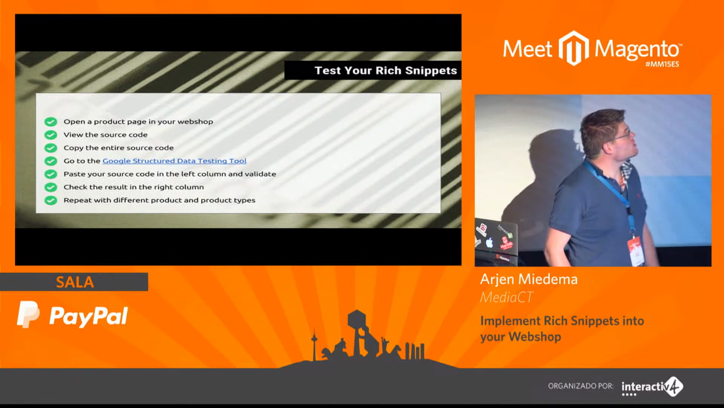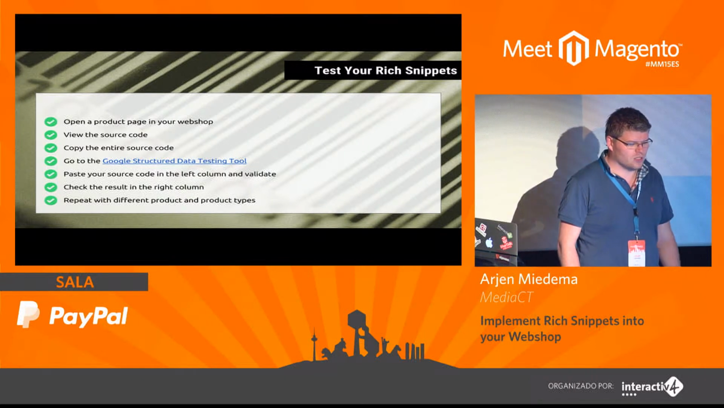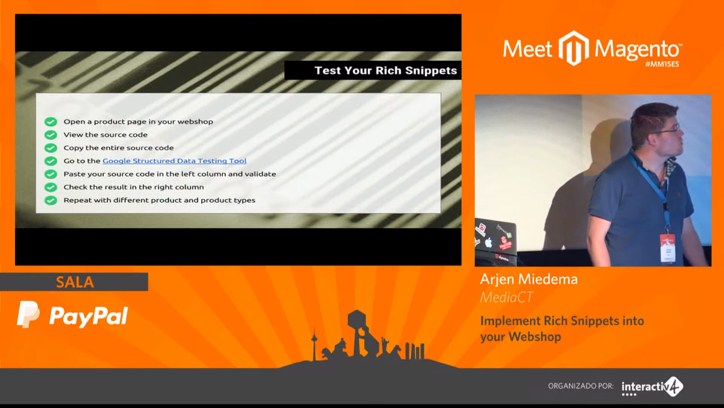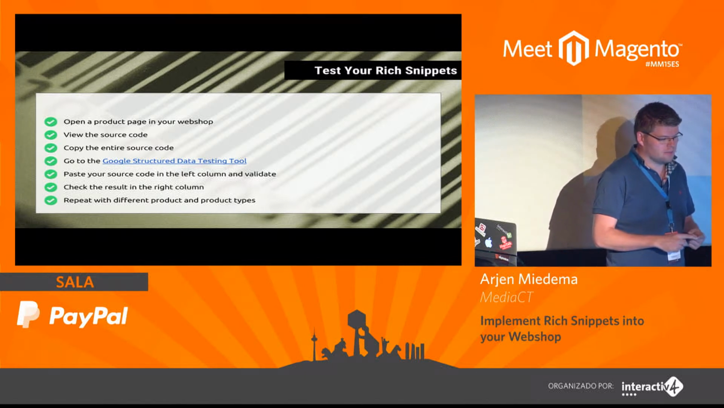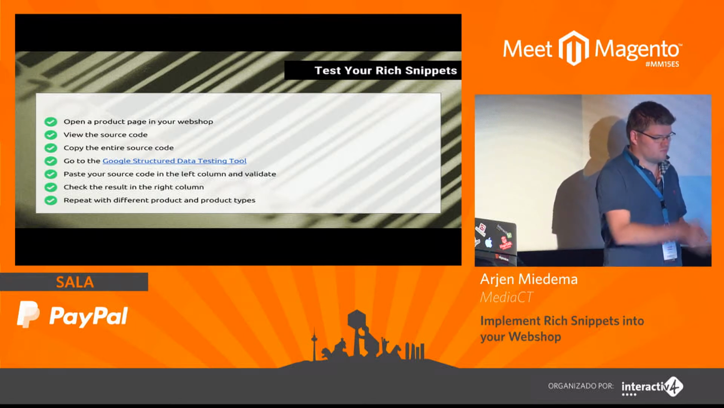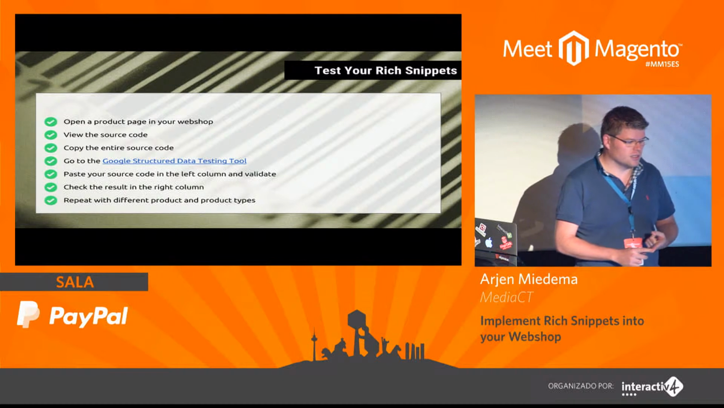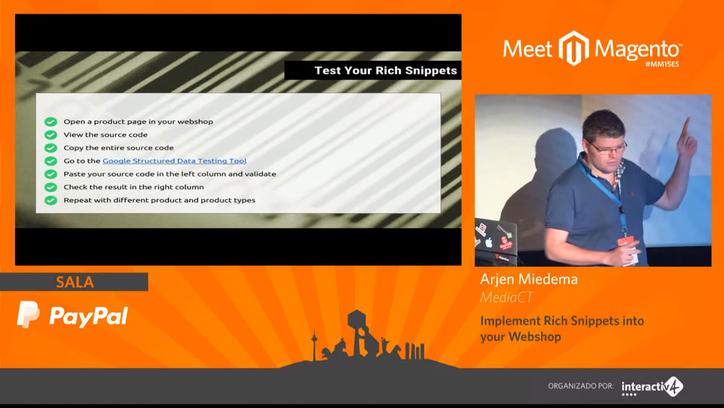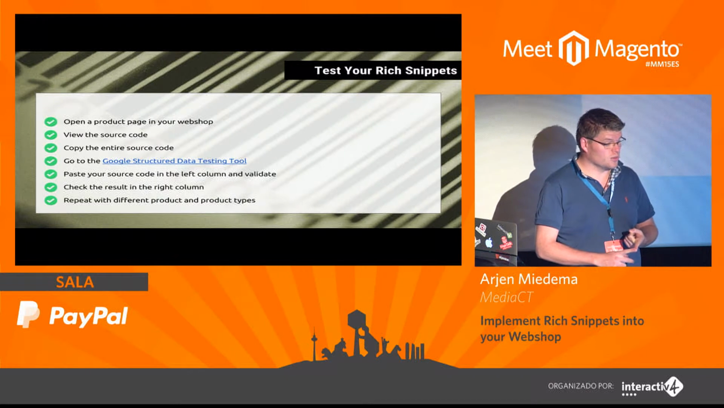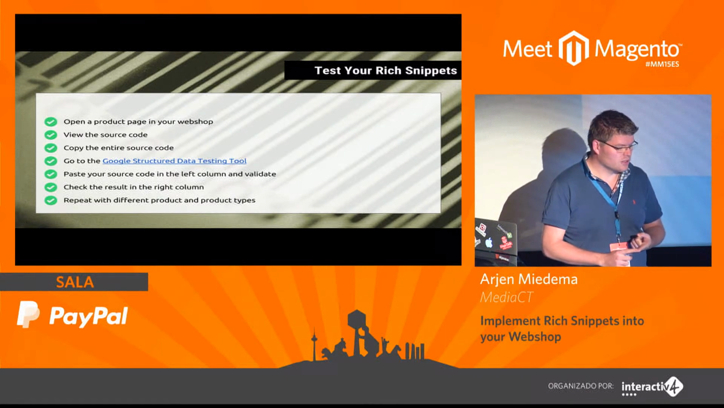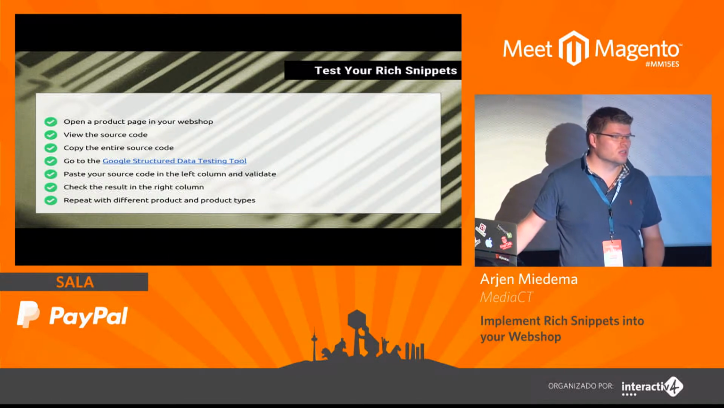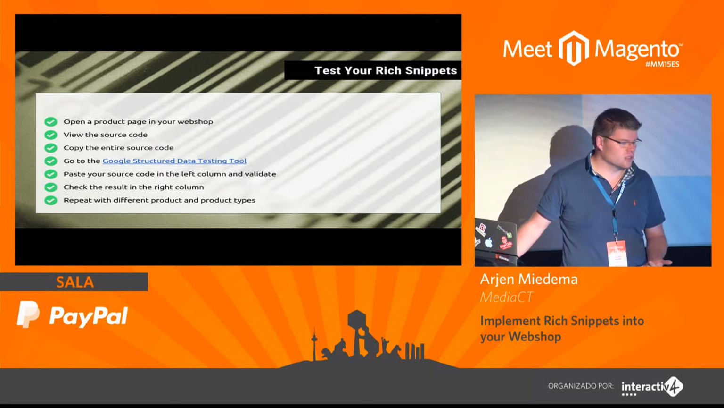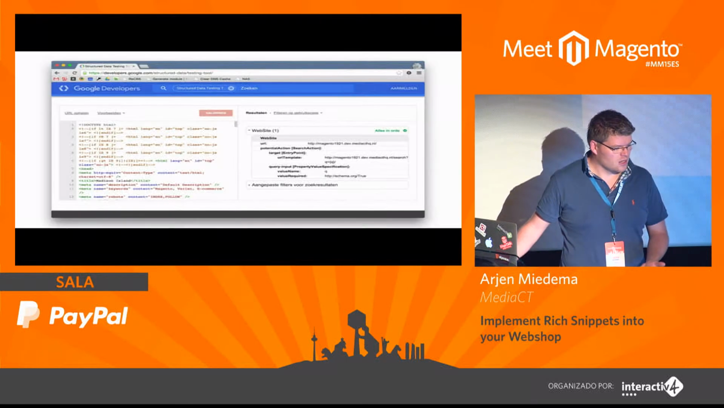And then the best part, test your rich snippets. First of all, you want to check if your homepage is working with the search box. And these are just some steps on how to do that. I checked the code I added in these slides, and it actually worked, so you can use that. It's good to test multiple products of multiple product types, like group products and simple products, just to be sure that there are no errors in it.